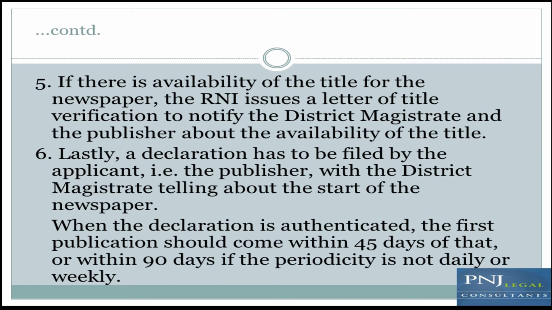When this happens, and the publisher has received the confirmation for the title, he needs to seek the permission of the DM to start the publication. The first publication of the newspaper must come out within 45 days if its periodicity is daily or weekly. Else, it should be out in 90 days if its periodicity is longer.